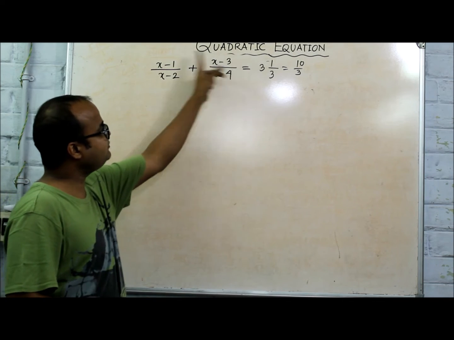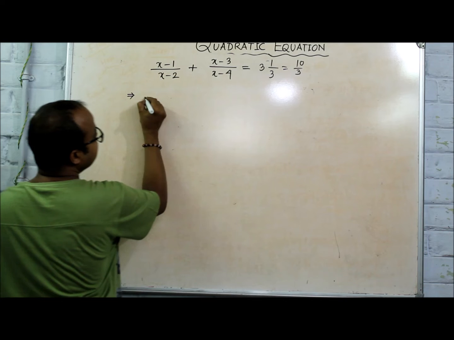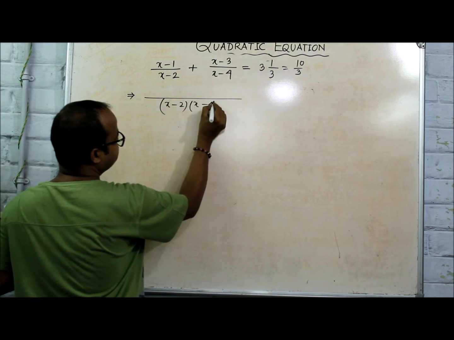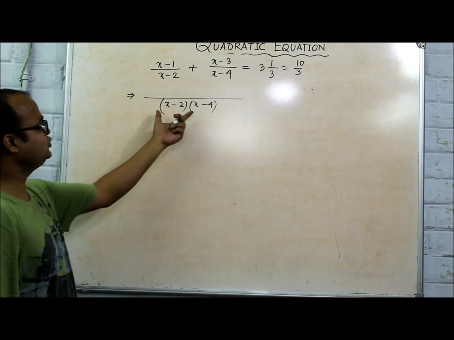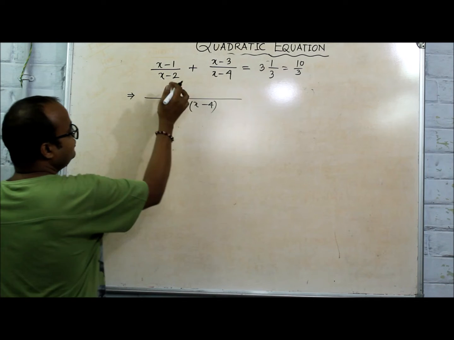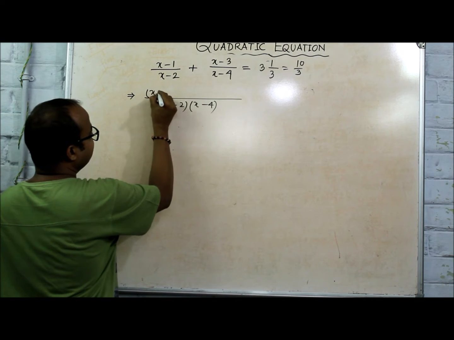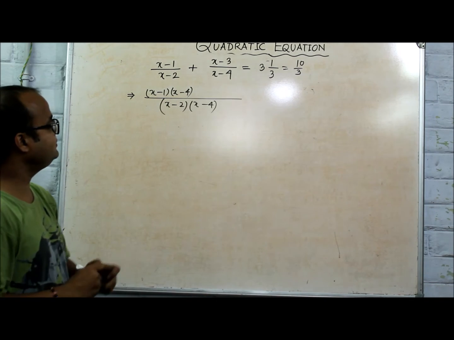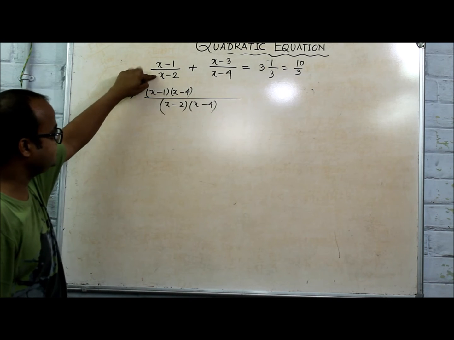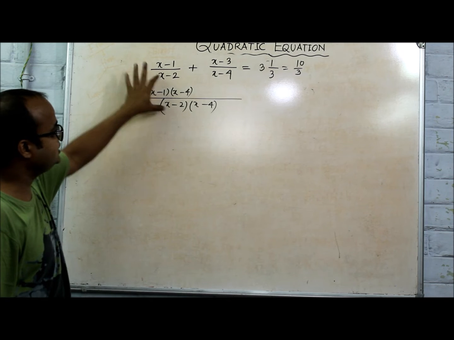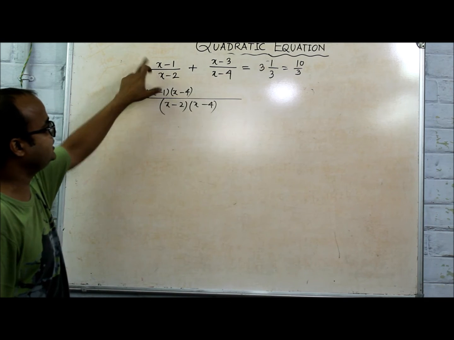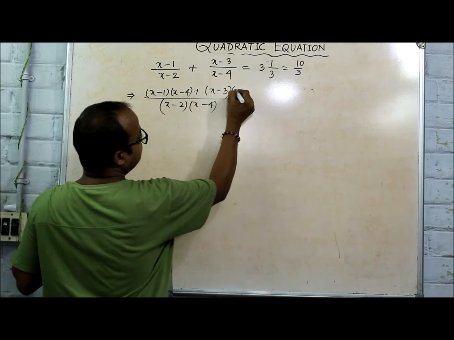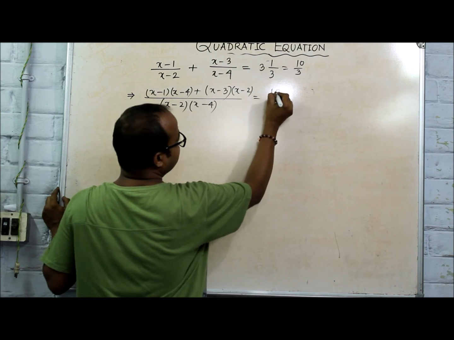Now first make it simple. Take the LCM of these two terms. So the LCM of these two terms will be (x minus 2) into (x minus 4). Clear? Simply we need to multiply the denominators. Now if we take the LCM, then this term will become (x minus 1) into (x minus 4). The way we take the LCM, LCM divided by the denominator, so x minus 2 will get cancelled, x minus 4 will multiply with x minus 1, plus (x minus 3) multiplied with (x minus 2) is equal to 10 by 3.